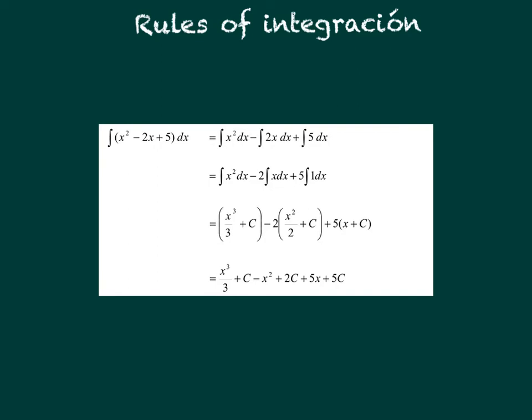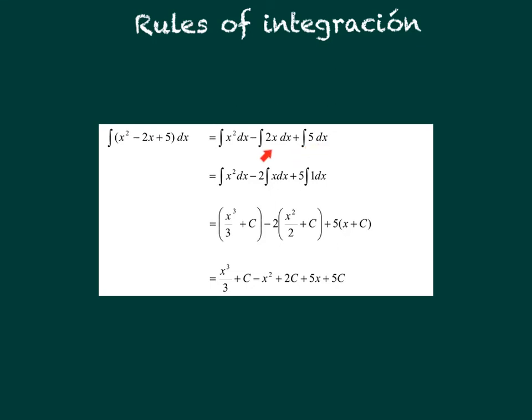Okay, so we have here the integral of x squared minus 2x plus 5 times dx. What rules are we going to use? Remember that we have the rules to help us solve this. So the first thing that I want you to see is that we have a subtraction and an addition. So since we have a rule for that, we want to use it. So we want to do the integral of x squared times dx as a function, minus the integral of 2x times dx, plus the integral of 5 times dx.